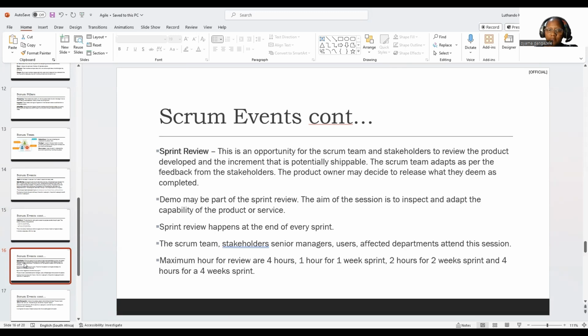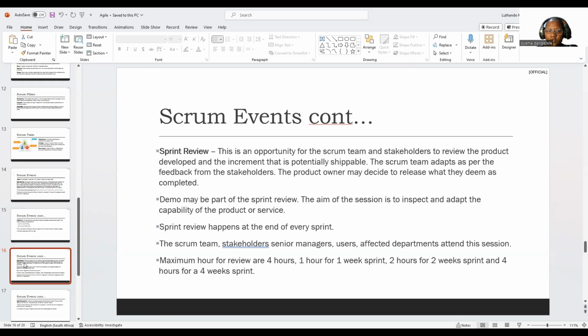So the team will adapt as per the feedback received from the stakeholders. What we mean by that is, once they have looked at the potentially shippable product, there are conversations in terms of, maybe this is what we can do, this is what we can do. So from that, we also build up another backlog of some sort. Okay, so the product owner has a final say in terms of whether this is a shippable product. This is what we can release to production.